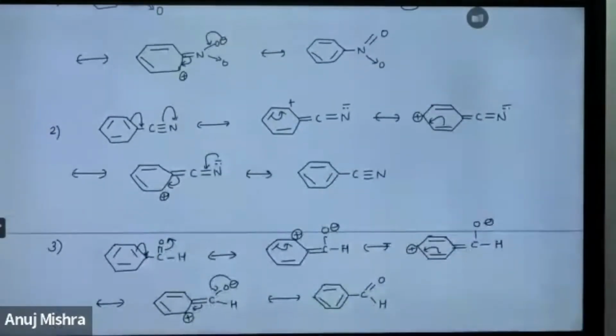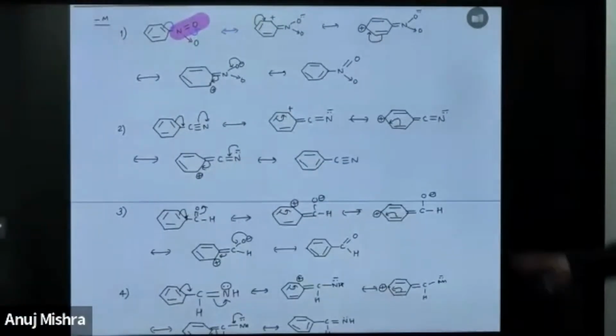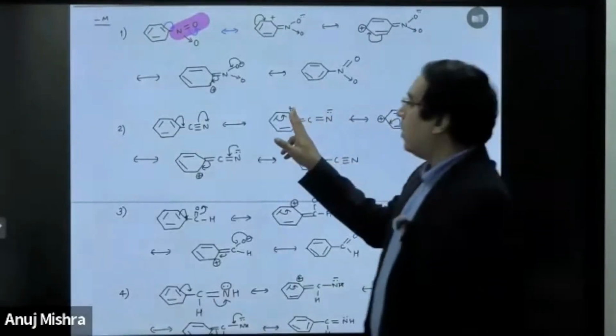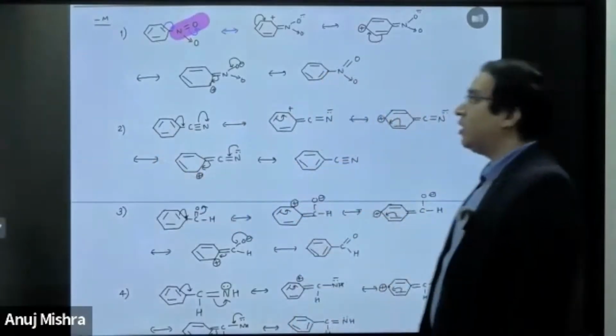So I think all these cases are pretty much similar only. This went up. CN, CHO. Can you find common thing in all of them? Which charge is being formed? Ortho position, para position, ortho position. Which charge is being formed? Plus charge.